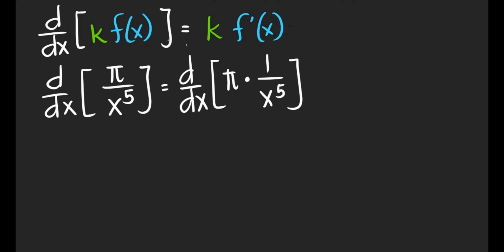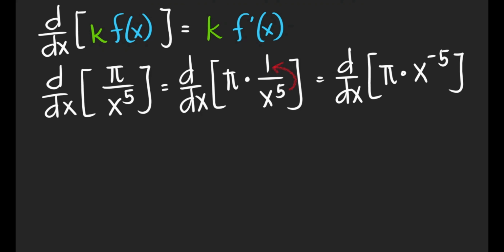Notice that the denominator is x to the power 5. From algebra, we can rewrite this function by putting x to the power 5 on top, but it must have a negative exponent. Therefore, we can write it as x to the power negative 5. The function will be pi times x to the power negative 5.